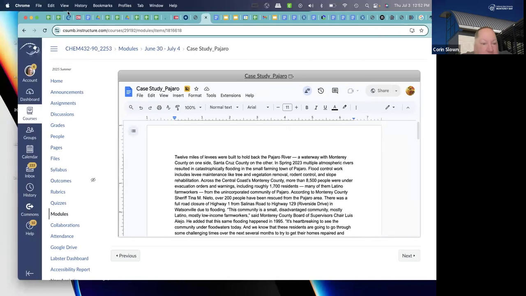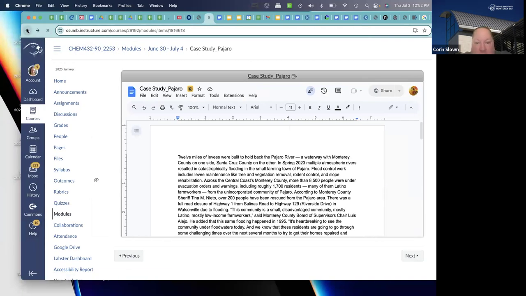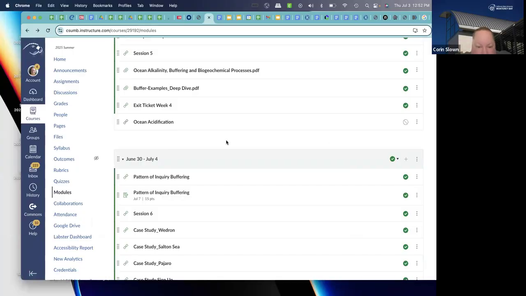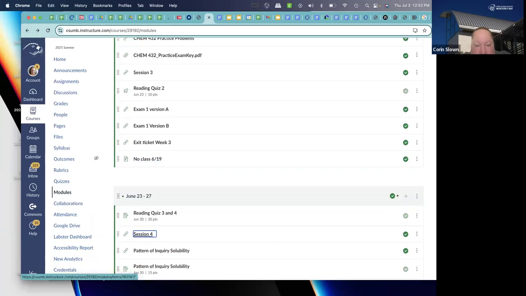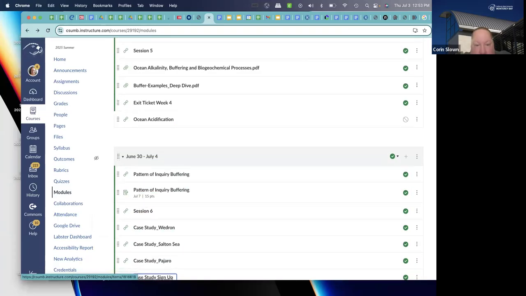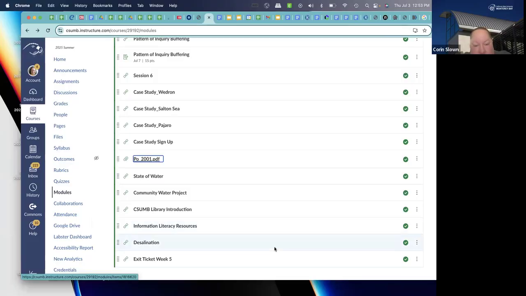And then the last piece that I want us to take a look at. So in Canvas, you will find the information that we talked about today for each of the case studies, as well as the information about desalination. So that's our worked example. But I have a couple of resources for you. So there's an introduction to the CSUMB library and access to information from there. And then there's also the information literacy resources. So those are available for you.